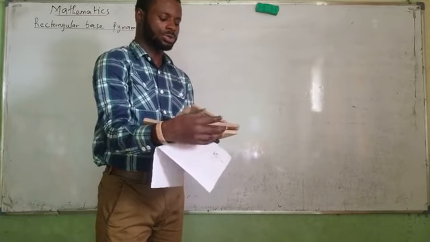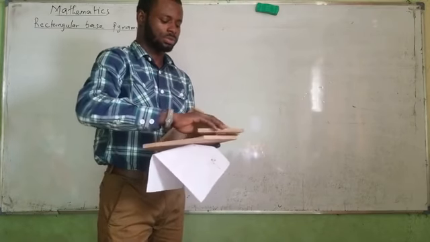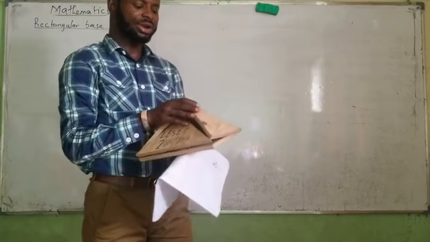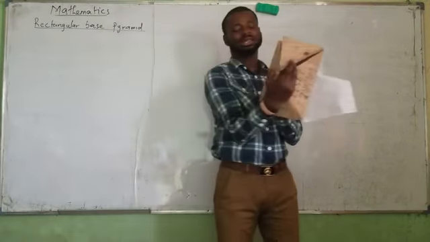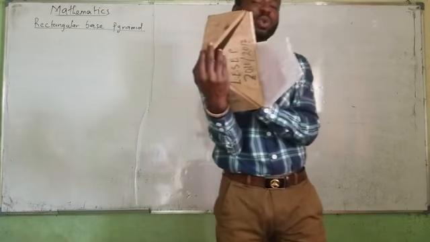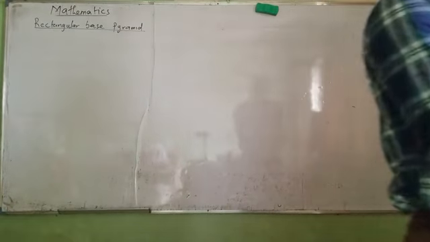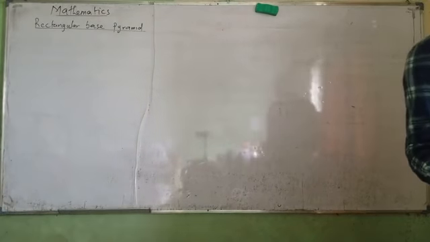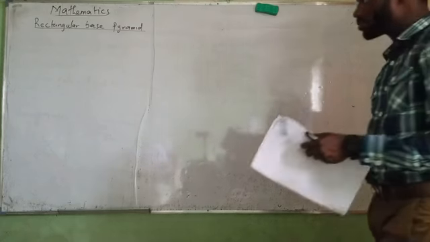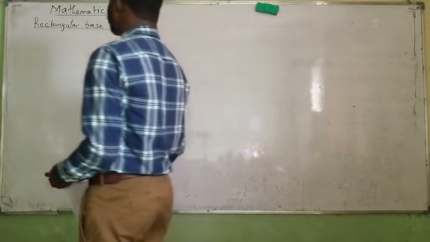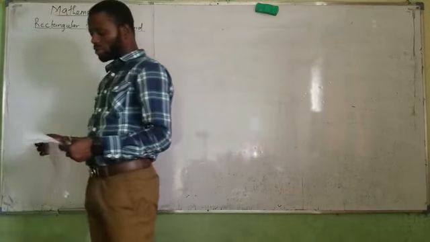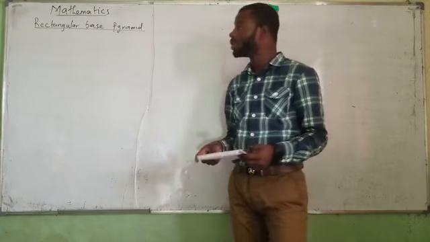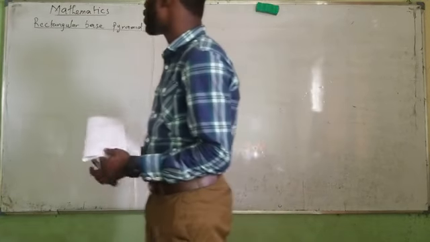Okay. Now, can you see this is a rectangular base pyramid? It has one vertex, only one meeting point. That is a rectangular base pyramid. And I've said earlier that we have different forms of pyramid, but in this video I'll be working on the rectangular base, and I will be giving out some problems on it.